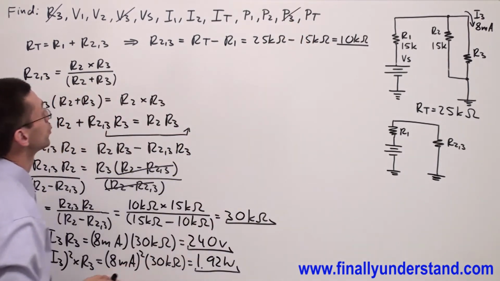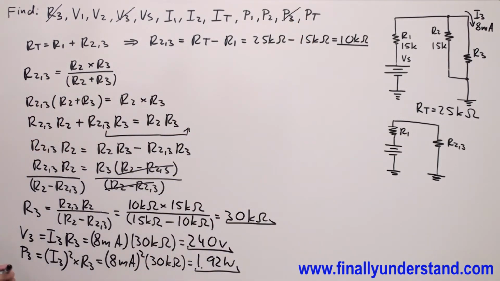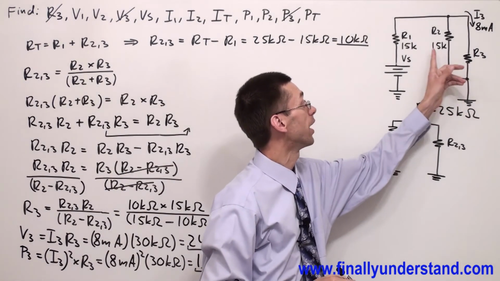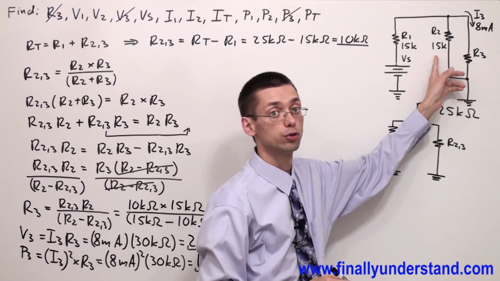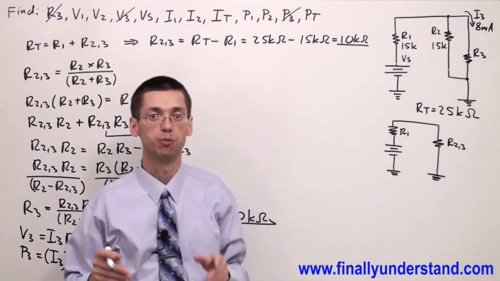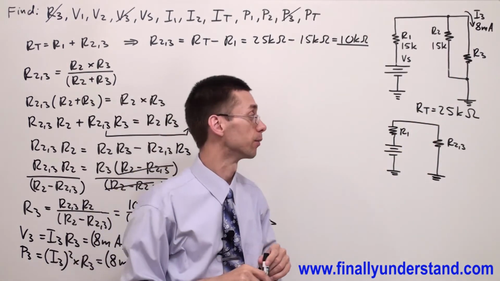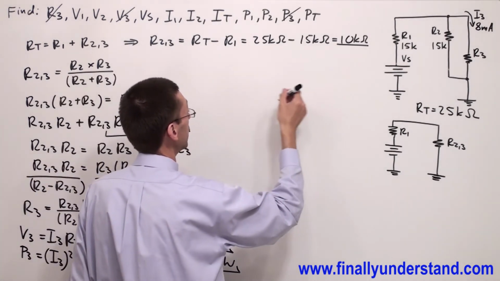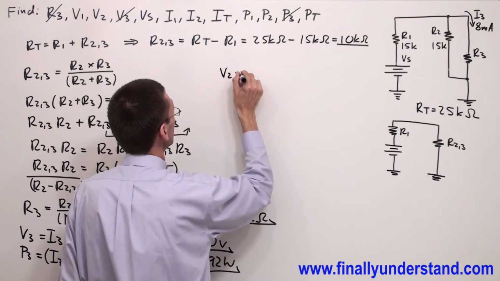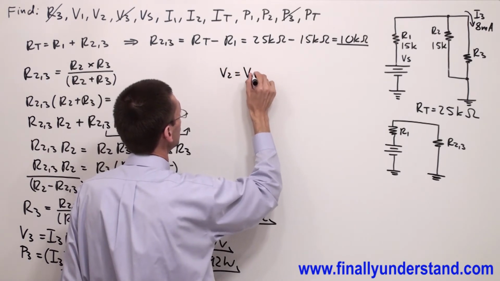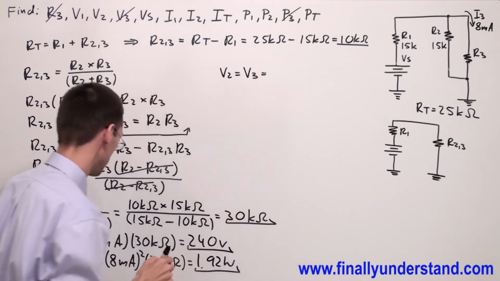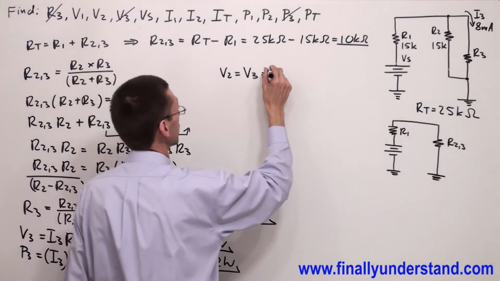Okay, so next, please realize that resistor R3 is in parallel with resistor R2. You're supposed to remember that in parallel circuit the voltages are the same. So I can say that because they are in parallel, V2 is equal to V3. Okay, and this is equal, we found 240 volts.